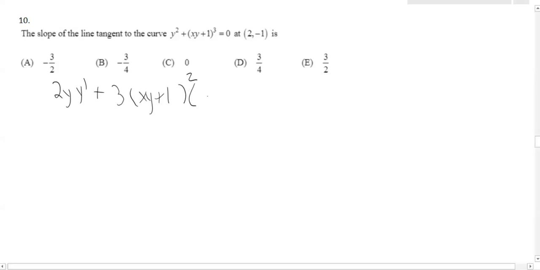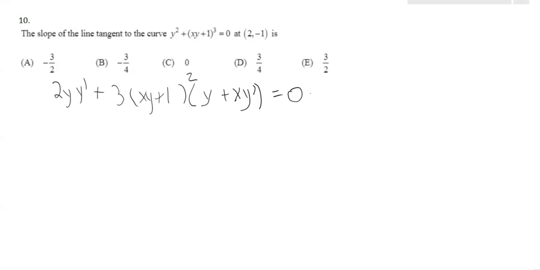The derivative of xy is going to be the derivative of the first, which is 1, times the second plus the first times the derivative of the second, and then plus the derivative of 1, which is 0. So you just close your parentheses there, equals 0. Now, I recommend, this is going to simplify your life a whole lot: just evaluate the derivative here by plugging in the x and y, and then solve for y prime. It's going to get real messy trying to solve for y prime here before you plug in the numbers, okay?